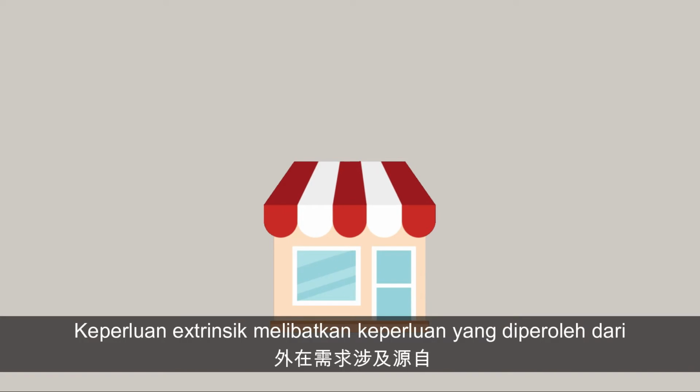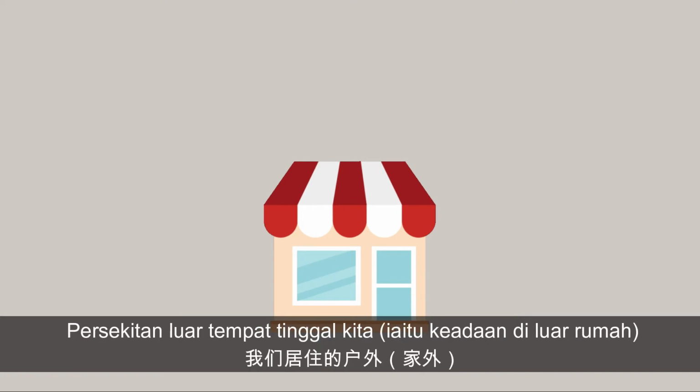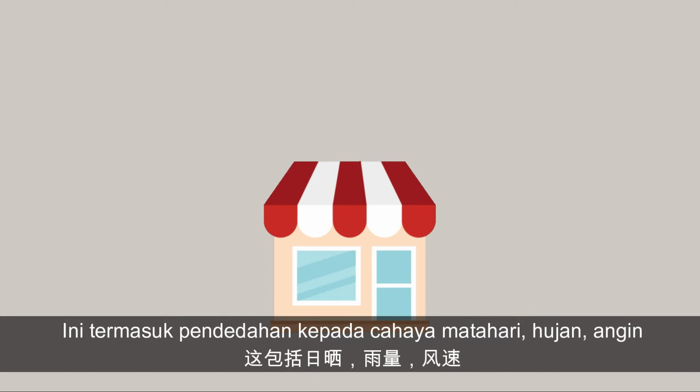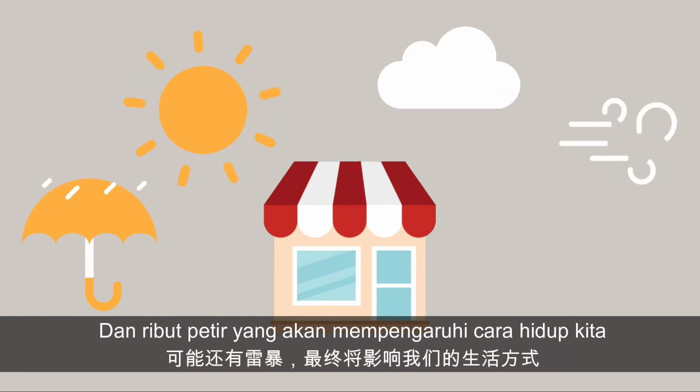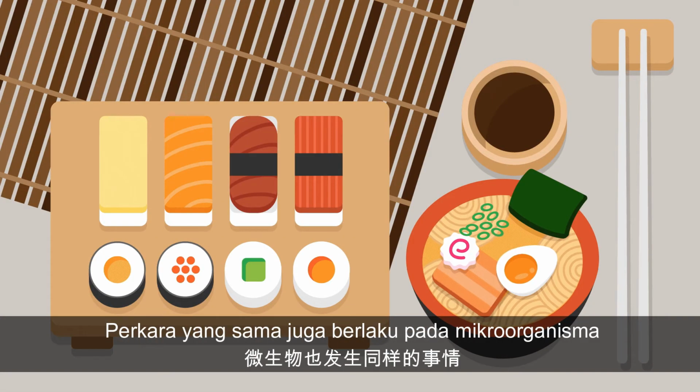Now, let us look at extrinsic needs, which involve needs obtained from the outer environment that we live in, which is the external condition of our home. These include sun exposures, amounts of rain, speed of wind, and possible thunderstorms, which will ultimately affect the way we live. The same applies to the world of microorganisms.